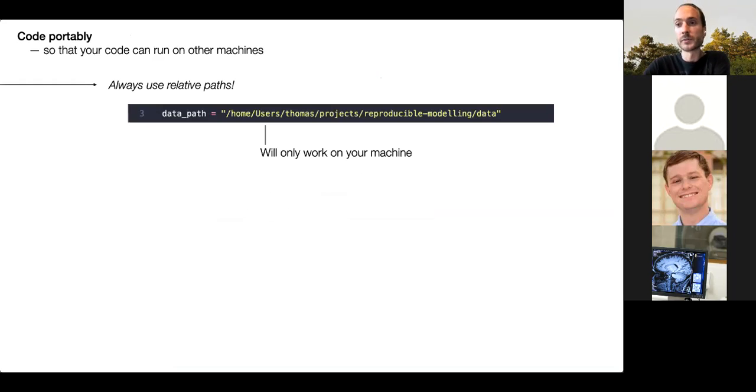So one thing you should never do is use absolute paths. This is an example of an absolute path. Here I'm specifying the directory of our data folder in the Reproducible Modeling project, my example project. And you see that the path goes from home, users, Thomas, projects, Reproducible Modeling to data. And this is a path that is very specific to my computer, that is certainly going to break on most other people's computers or machines.